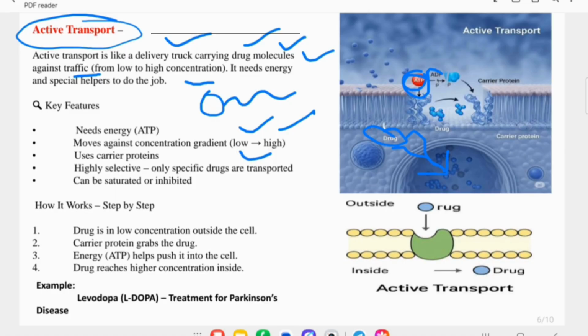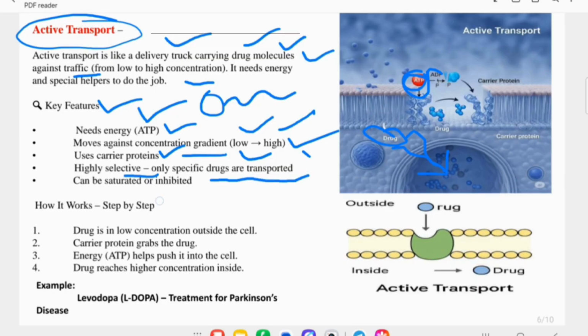The concentration where the drug is more, from that region the drug is going to diffuse, but here it is entirely different. When we see the key features, it needs energy. What is the difference between diffusion and active transport? Diffusion is energy independent, but active transport is energy dependent because it requires ATP molecules. Then it moves against the concentration gradient, that is low to high. Then it requires carrier proteins. Then it is highly selective. Only specific drugs are transported by this mechanism.